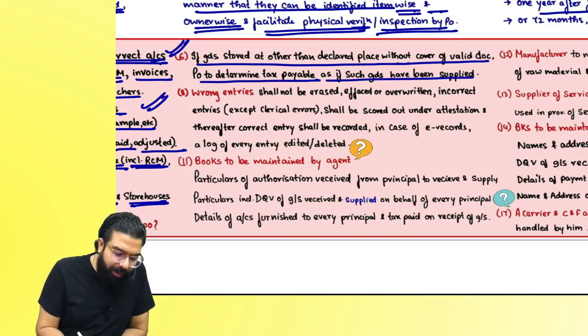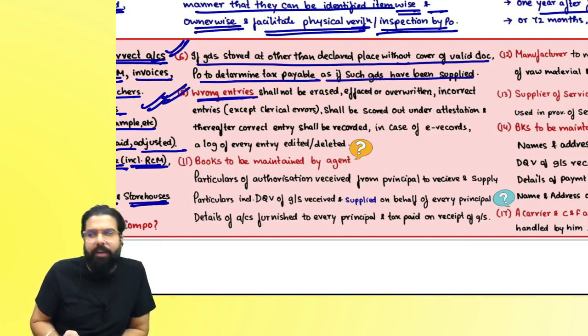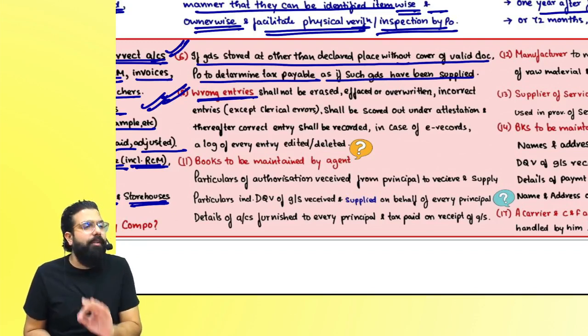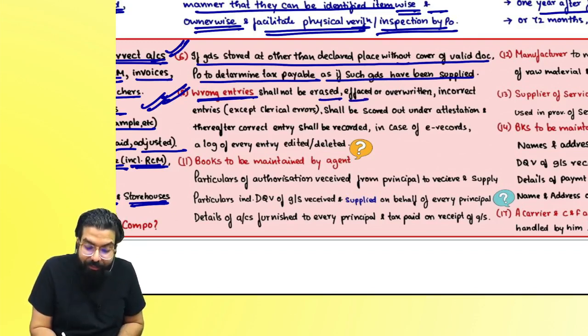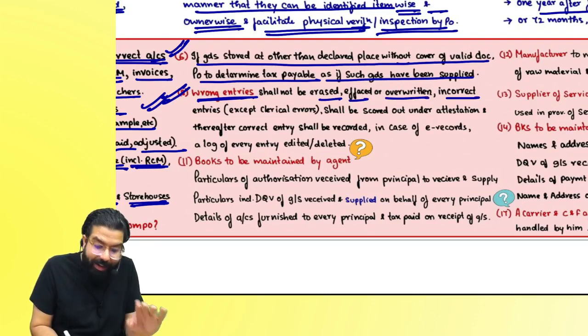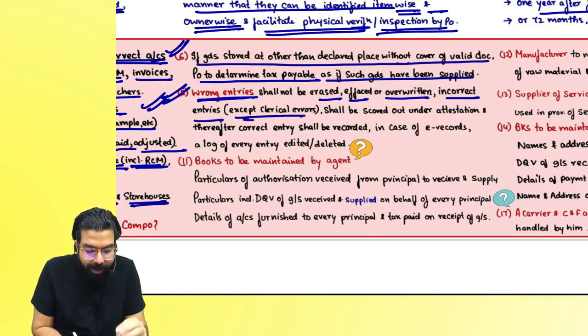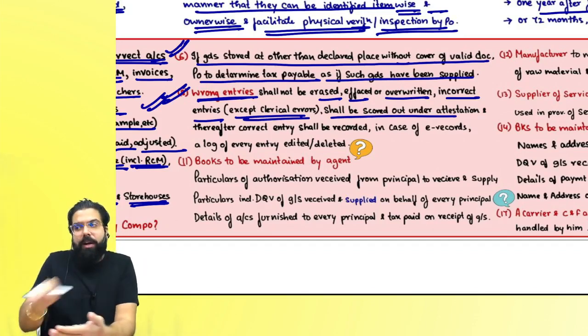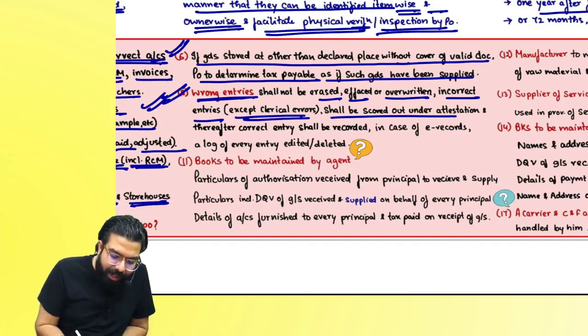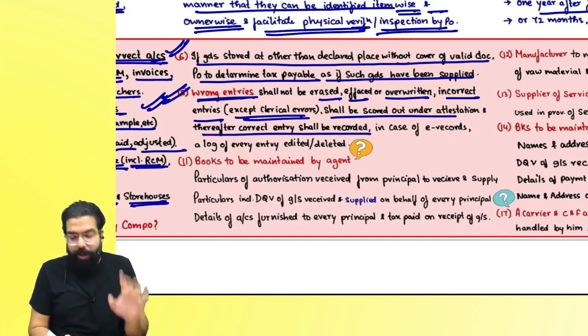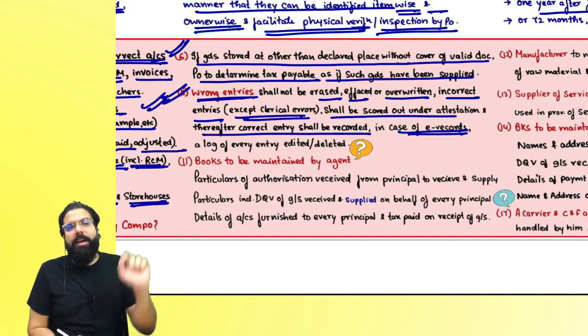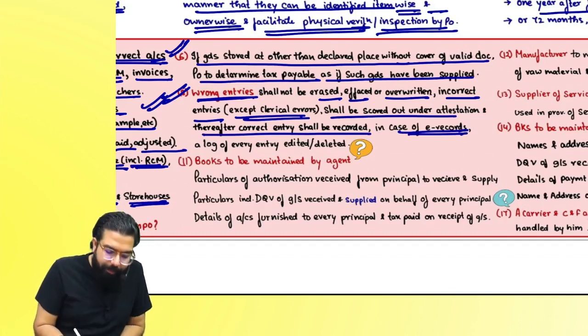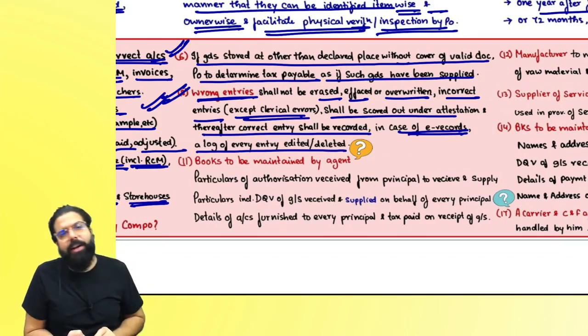Sir, what to do about wrong entries? They told that wrong entries should not be erased, effaced, or overwritten. Incorrect entries, except clerical errors, shall be scored out under attestation, and thereafter the correct entry shall be recorded. Sir, if e-records are maintained, you just have to maintain a log of every entry edited or deleted.